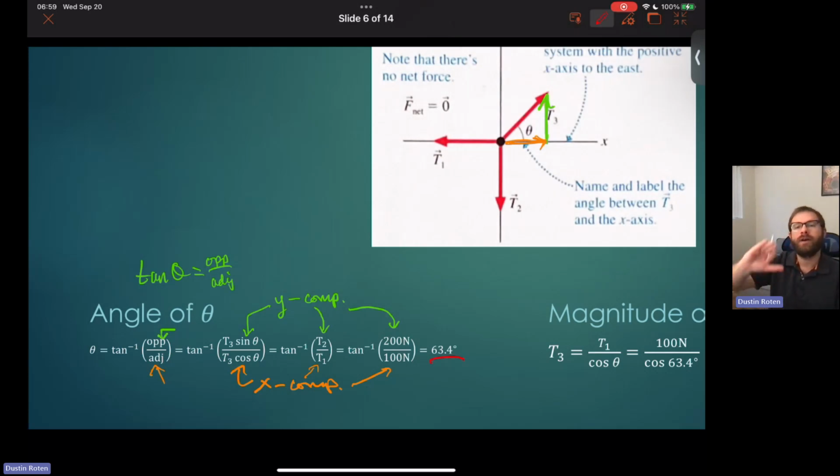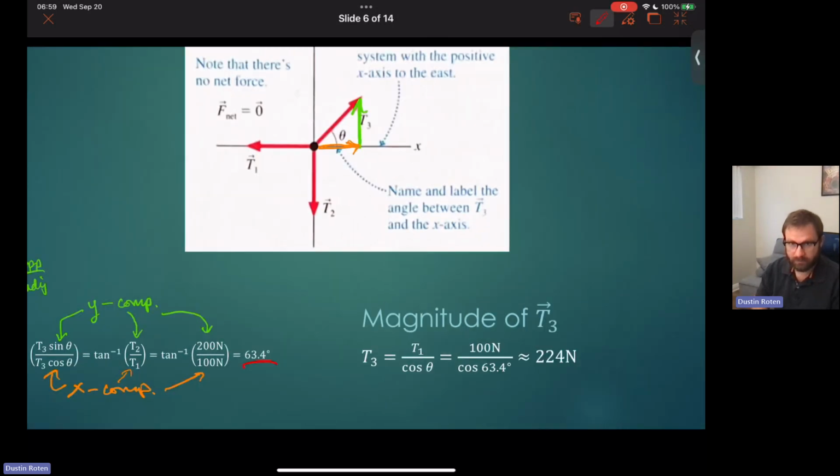So we still don't know how hard you need to tug on this rope, but we do know it needs to be at an angle of 63.4 degrees. All right, now to actually figure out that second part.